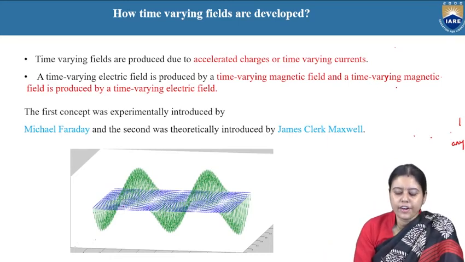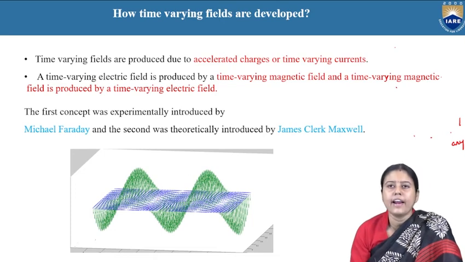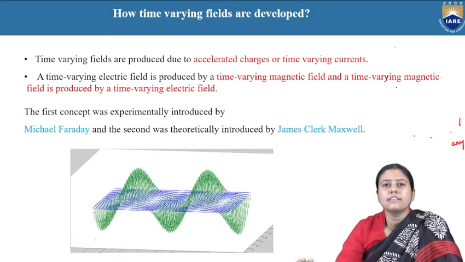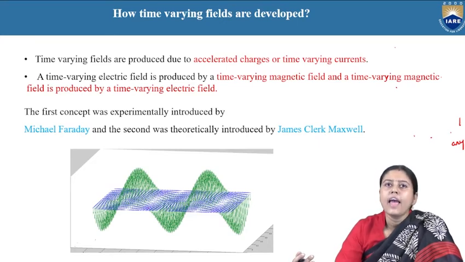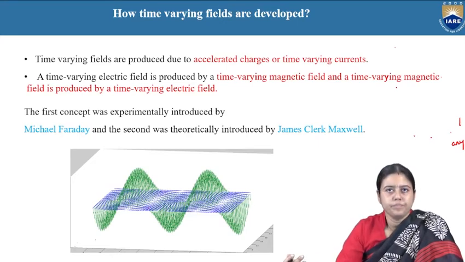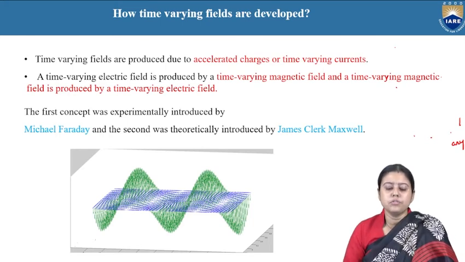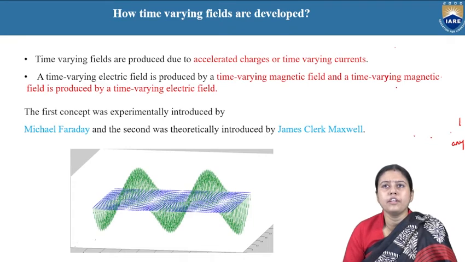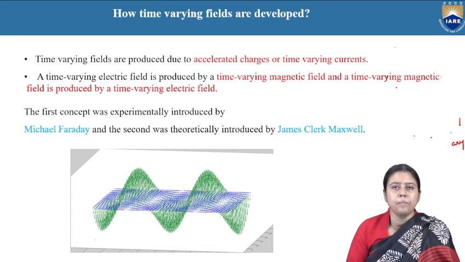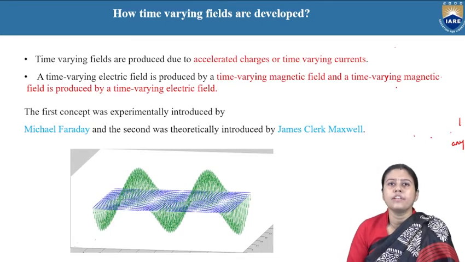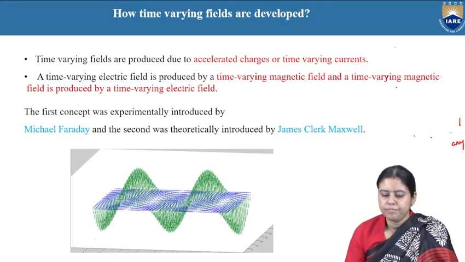You can see the green one is the time varying current. When the time varying current is changing, it creates a time varying flux, and as a result it creates the time varying field. The concept was first experimentally introduced by Michael Faraday, and theoretically introduced by James Clerk Maxwell. These two persons are known as the fathers of electromagnetism.